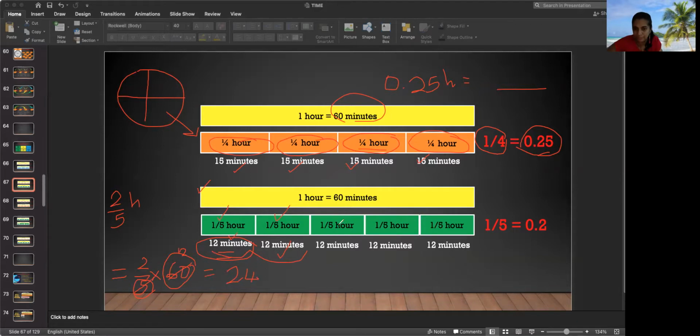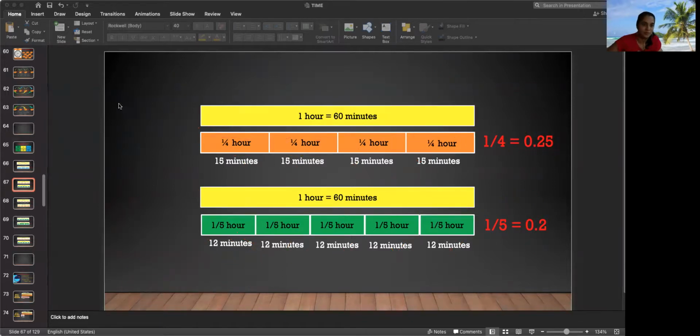That's times table 12. 3/5 of an hour is 36 minutes. 4/5 of an hour is 48 minutes. 5/5 of an hour is completely 60 minutes. And 1/5 is known as, it's actually not known, it is 0.2 as a decimal. So this is 0.2 hours. This is 0.4 hours. This is 0.6 hours. This is 0.8 hours. And finally, this is 1.0 hours. Exactly 60 minutes. Okay, clear.